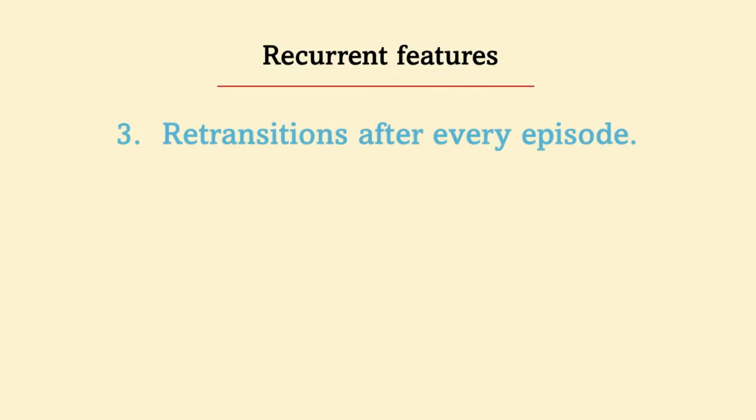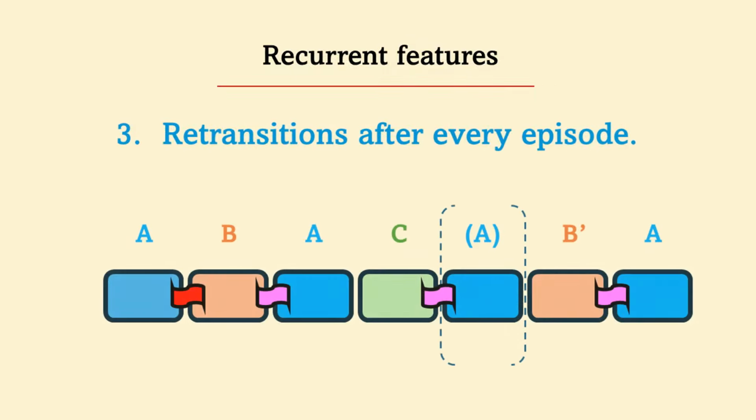Another recurrent feature of the rondo-sonata is the presence of retransitions, which are passages that connect the ending of every episode to the restatement of the refrain, as well as the addition of a final conclusive episode known as coda, both of which were already discussed in my previous video.